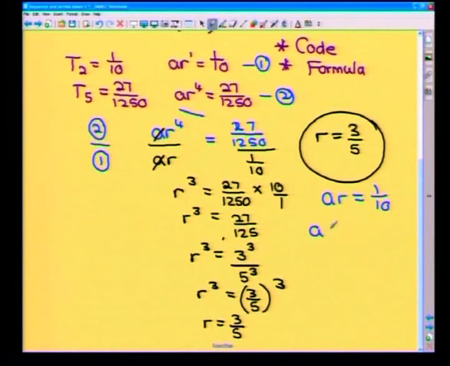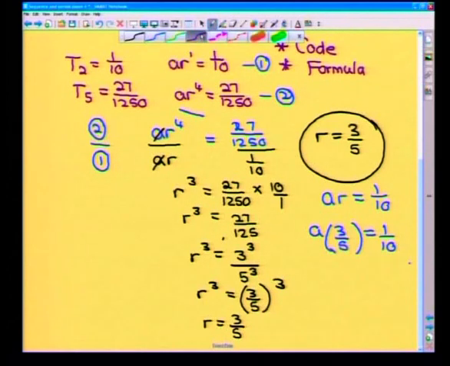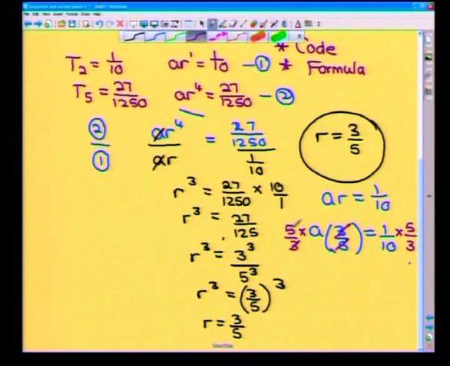So a is what I'm looking for. r I know is 3/5, equals 1/10. Now to get rid of the 3/5, I would divide both sides by 3/5. Or what I could do is multiply this side by 5/3, as long as I multiply this side by 5/3. Remember, with an equation, as long as you do to one side what you do to the other side, all's well, because it keeps its balance. So doing that, the 3's will cancel, the 5's will cancel. I'm going to get a. Over here, 5 goes into there once and into there twice, so I'm going to get 1/6.